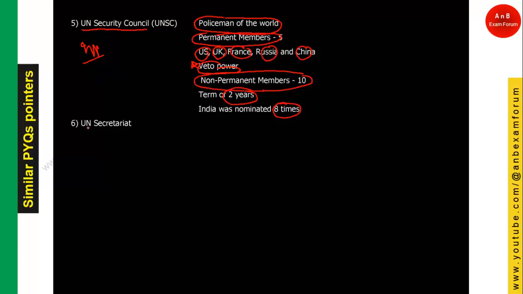The last one is the UN Secretariat. It is the place where all the official work of the United Nations is done. And the head, as you know, is the UN Secretary-General, who is the head of the UN Secretariat.